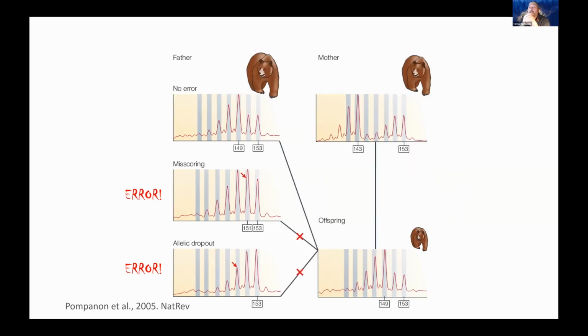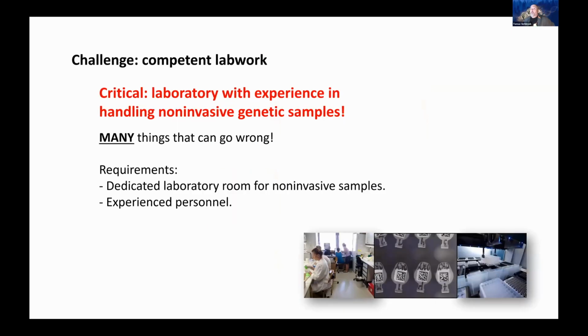A similar problem occurs if we want to do parentage assignments. The way to deal with both these problems is through repeating the analysis in what we call the multiple tube approach. In our lab, we routinely repeat analysis of non-invasive samples 8 times, sometimes even more, to get the final consensus genotype. This is critical. The second part is managing the remaining errors in downstream analysis and when identifying individuals or making pedigrees. This must be taken into account and really handled carefully. So the first challenge is competent lab work.